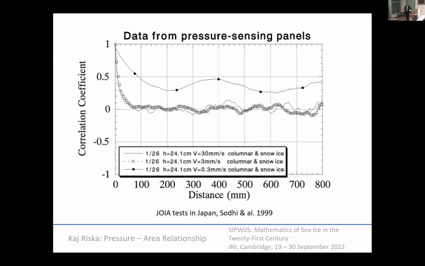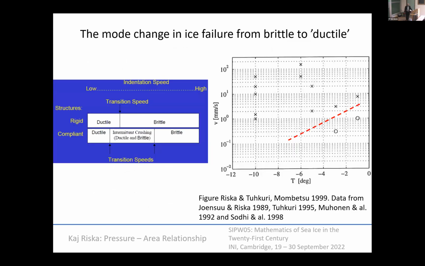This is from Sodhi's measurements, the same thing, correlation. This is the brittle case, and this is the ductile case, where there's a little more correlation. The ductile case is where ice is warm or indentation speed is high. That has led to the idea of a transition speed: ice fails brittly at lower temperatures or higher indentation speeds. I have collected results from several experiments here, and these are the ductile cases, where the pressures are not that high but the area is much larger. I have put a line there that separates these two cases.